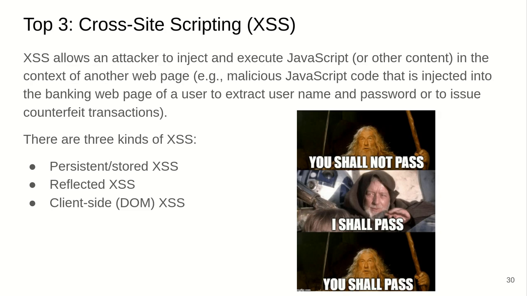The next one is cross-site scripting. Cross-site scripting allows an attacker to inject and execute malicious JavaScript or other kind of content in the context of another web page. For example, malicious JavaScript code that is injected into the banking web page of a user. So here we're injecting code into another web page, and this is another common attack vector. There are three kinds of cross-site scripting: persistent or stored XSS, reflected XSS, and client-side DOM XSS. This depends on where and how the data is actually being injected.